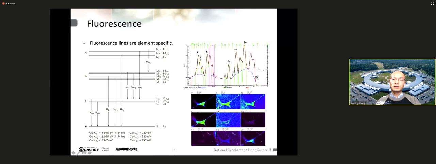This is a typical fluorescence spectrum from a sample. As we can see, we can identify quite a lot of peaks in the spectrum, and each peak we can associate with a certain element. You can imagine we can do this peak fitting for each pixel, and then plot the intensity of each element for each pixel. Eventually, we get a series of images, and each one stands for the elemental distribution of each element. That's a very powerful tool.